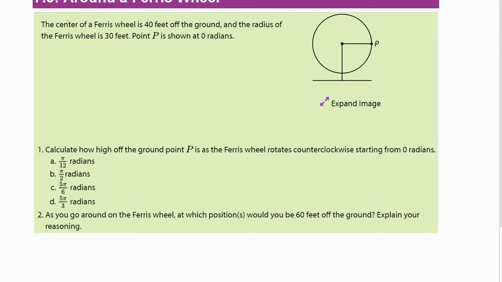So we have a center of a Ferris wheel at 40 feet off the ground. All right, so we have our 40. The radius of the Ferris wheel is 30. Okay, so good thing I'm being very inquisitive. That means we got 40 feet right here. And then they say the radius is 30 feet. Okay, good for them to let us know. Now they say calculate how high off the ground point P is when the Ferris wheel rotates counterclockwise.